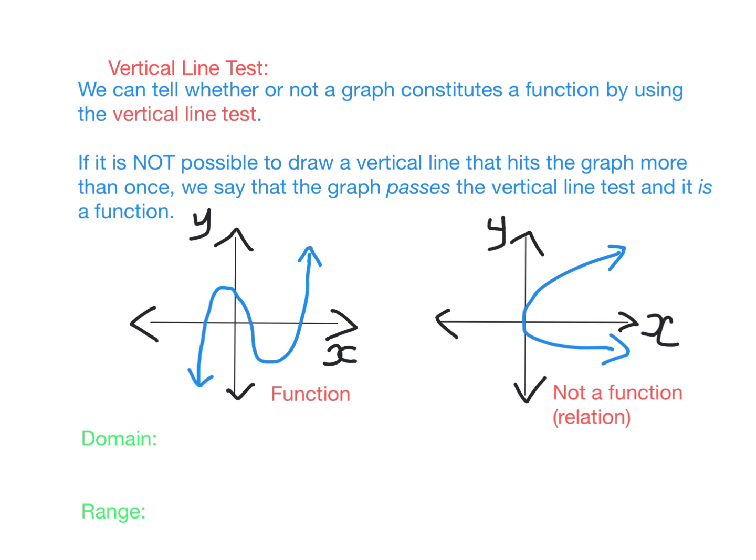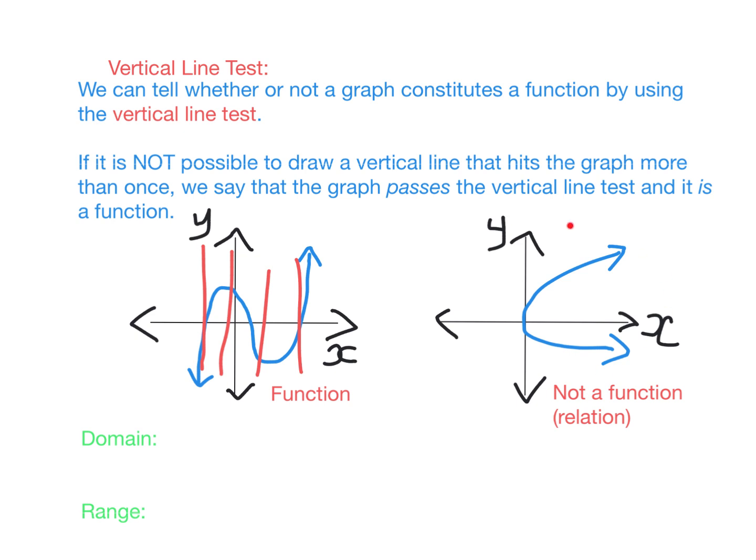So for this function here, you'll see that the answer is no. No matter where I draw a perfectly vertical line, it will never hit the graph more than once. So if it's not possible to draw such a vertical line, we say that it passes the vertical line test and it is a function.